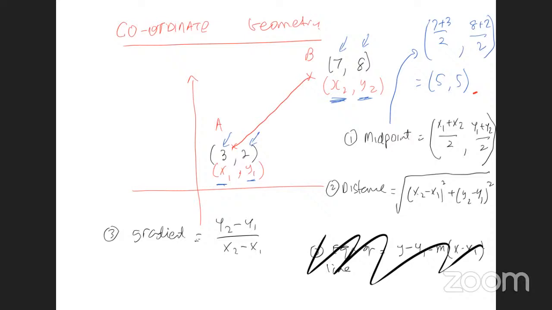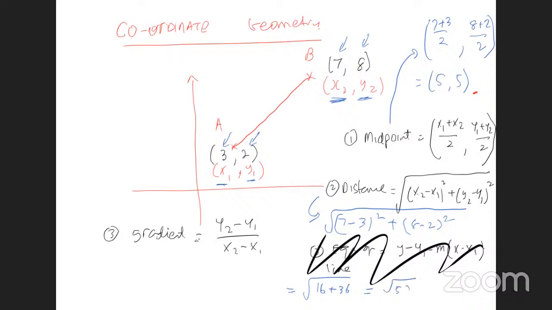Right, next one, distance. Distance is the square root of (x2, which is 7, minus 3) all squared plus (8 minus 2) all squared. That's the square root of what? Remember, we did surds, right? So let's see if we could break it up. That's the square root of 4 squared, which is 16, plus 6 squared, which is 36. So that's the square root of 52.